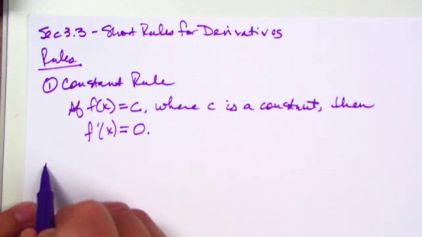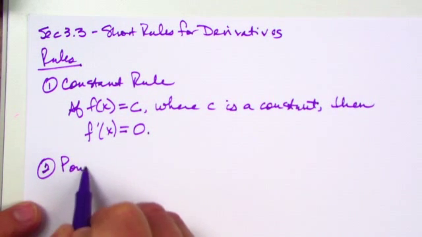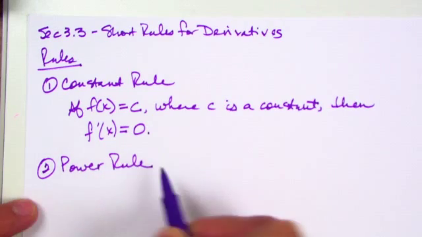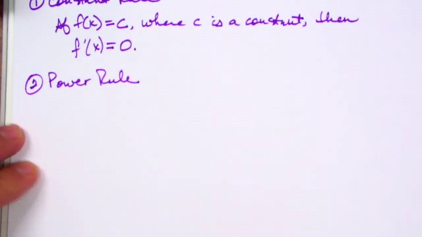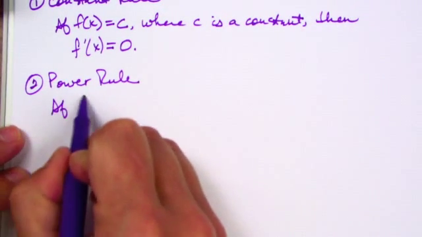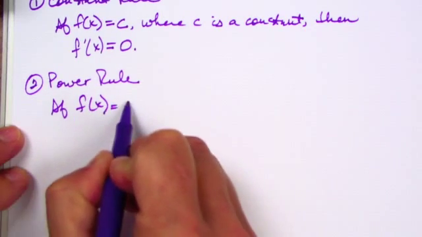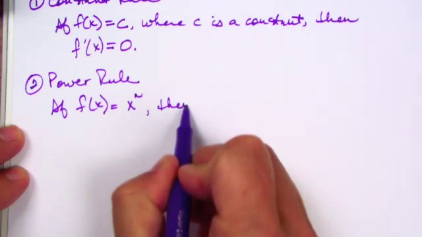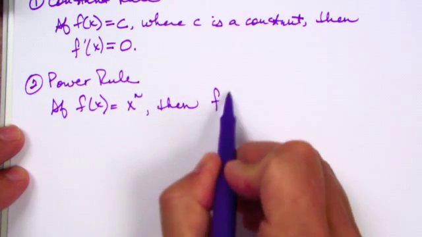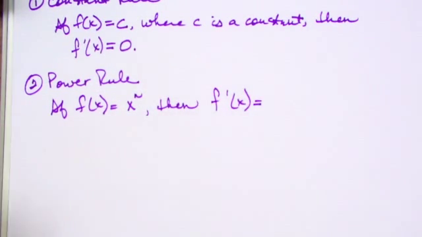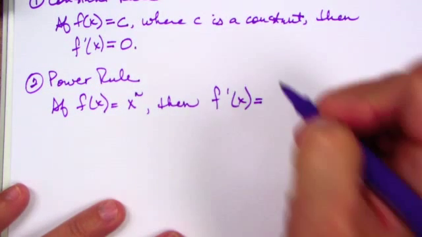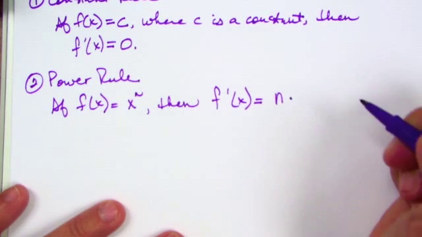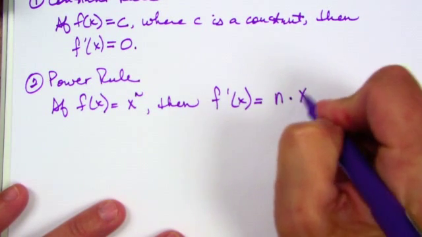Here's your power rule that we talked about yesterday. If f of x equals x to the n, then f prime of x is equal to what? N times x to the n minus 1.